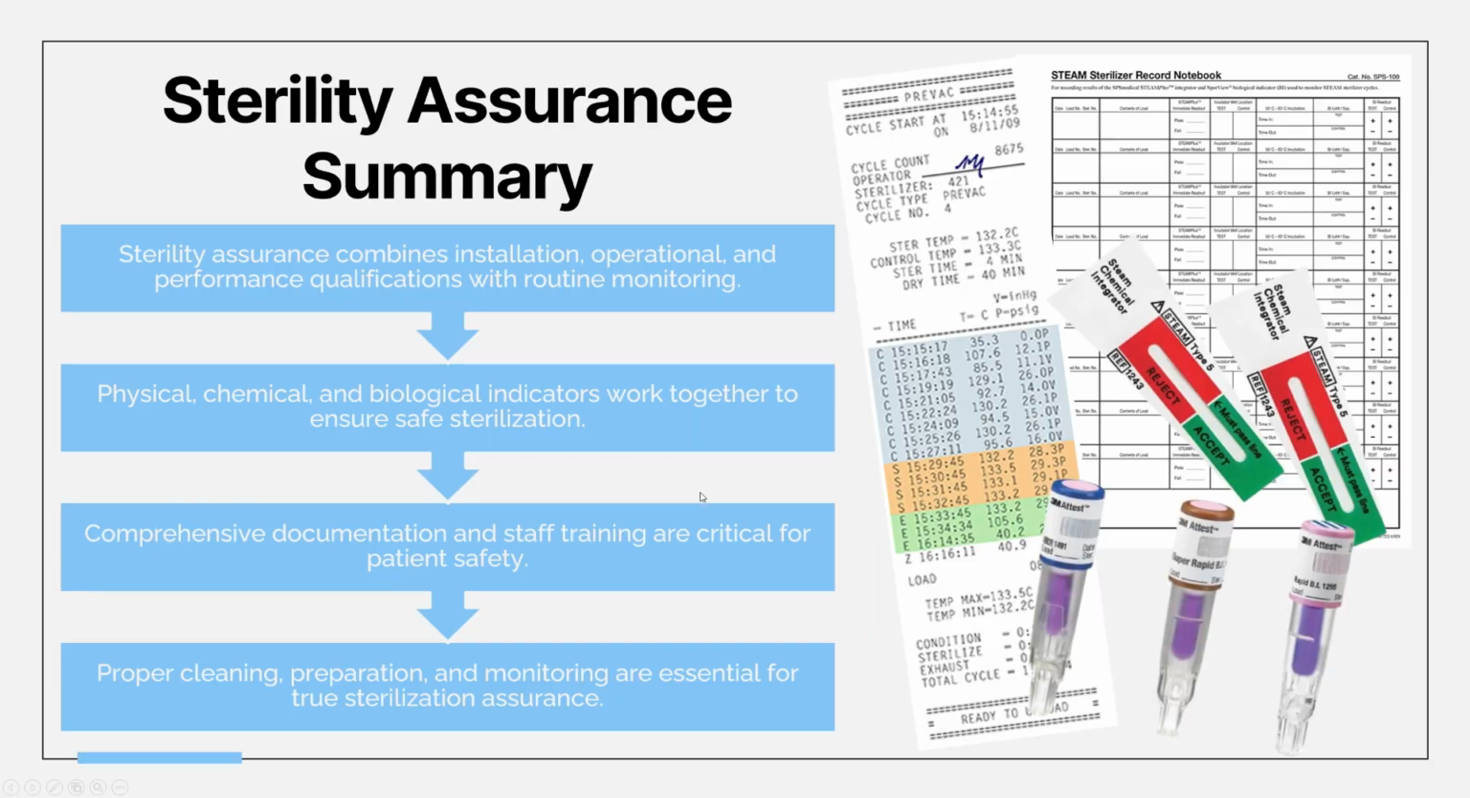So next up is the sterility assurance summary. Effective sterilization requires a combination of equipment validation, IQ, OQ, PQ, which we went over, routine monitoring, so those are daily or weekly tests, and of course the use of indicators, chemical, physical, and biological. Each step reduces the risk of releasing non-sterile instruments and ensures patient safety.